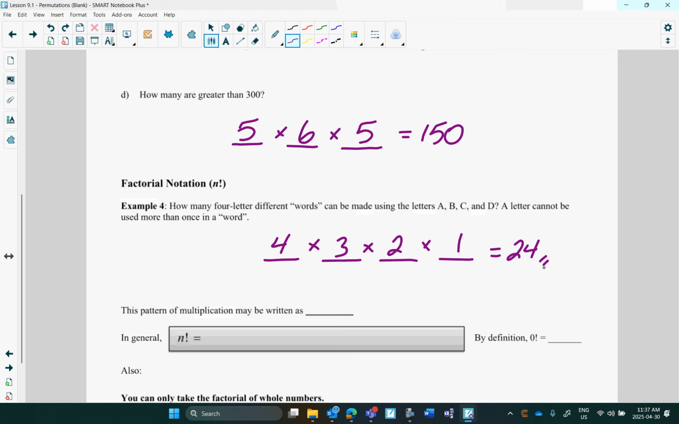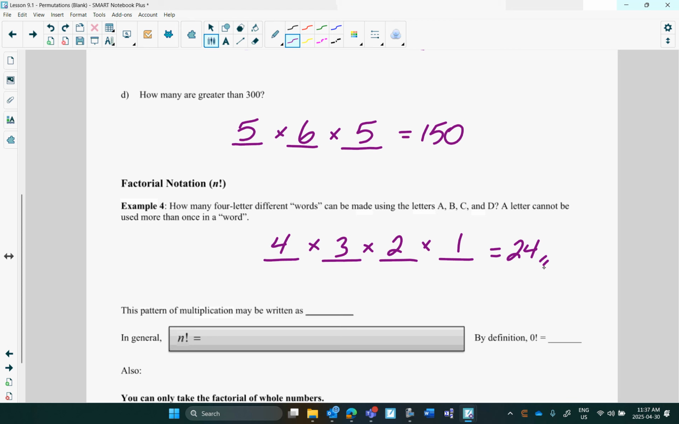What about if I said, how many students are in senior school? I don't know. Let's say 180. What if I lined all 180 up and said, how many different ways can I arrange them? 180 times 179 times 178. That's a lot of multiplying.